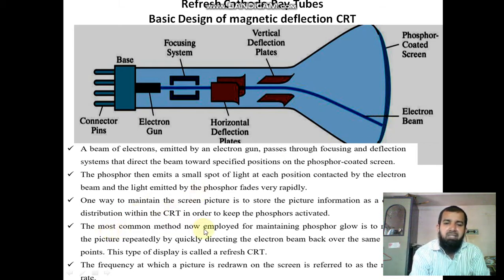The most common method now employed for maintaining phosphor glow is to redraw the picture repeatedly by quickly directing the electron beam back over the same screen points. This type of display is called a refresh CRT, meaning you are displaying again and again, repeatedly refreshing. The frequency at which the picture is redrawn on the screen is referred to as the refresh rate.